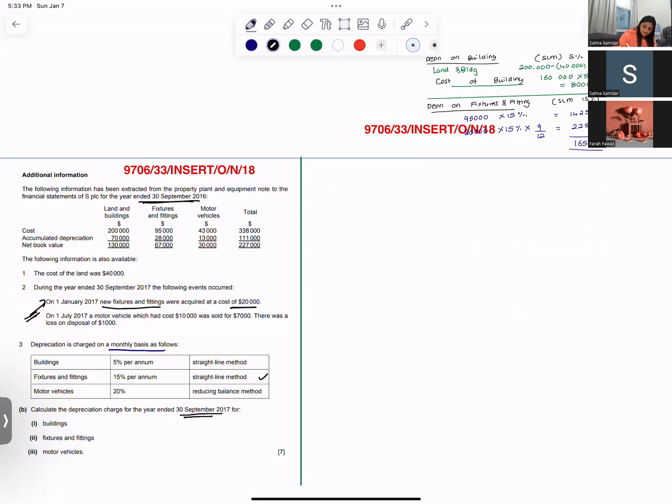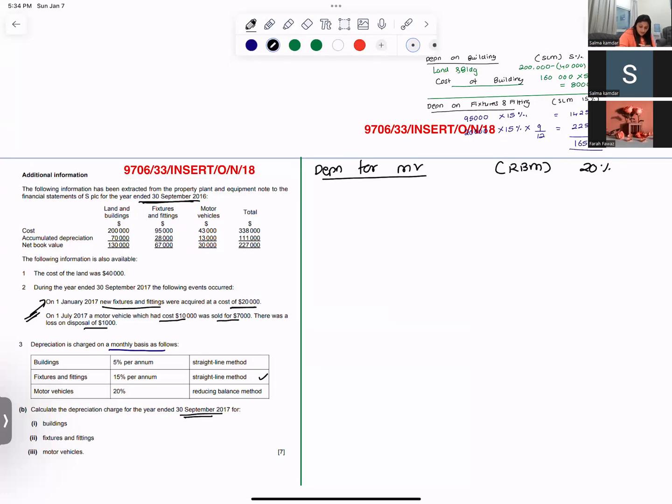Motor vehicle. Now you have depreciation for motor vehicle. What is the policy? 20% reducing balance method. Okay. So you had a motor vehicle which had cost 10,000, was sold for 7,000, and there is a loss on disposal of 1,000.